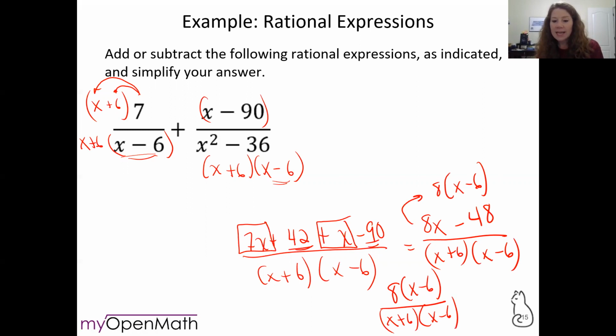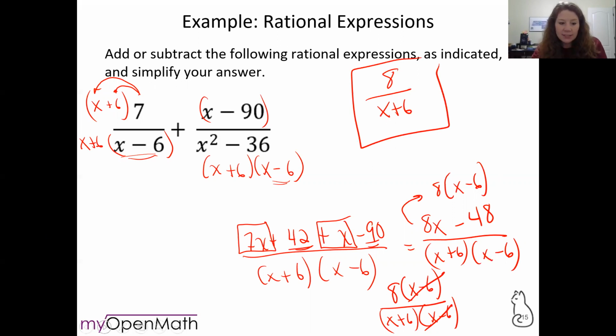So I see that x minus 6 occurs on the top and bottom. So what is the final answer? The final answer is 8 over x plus 6. That's the final answer.